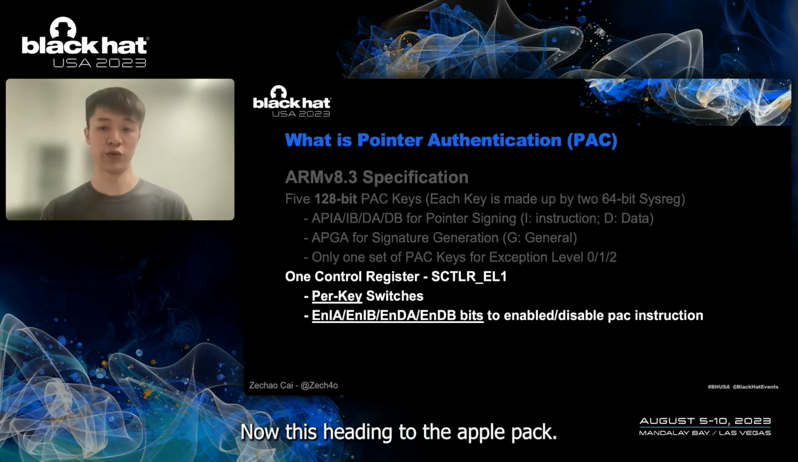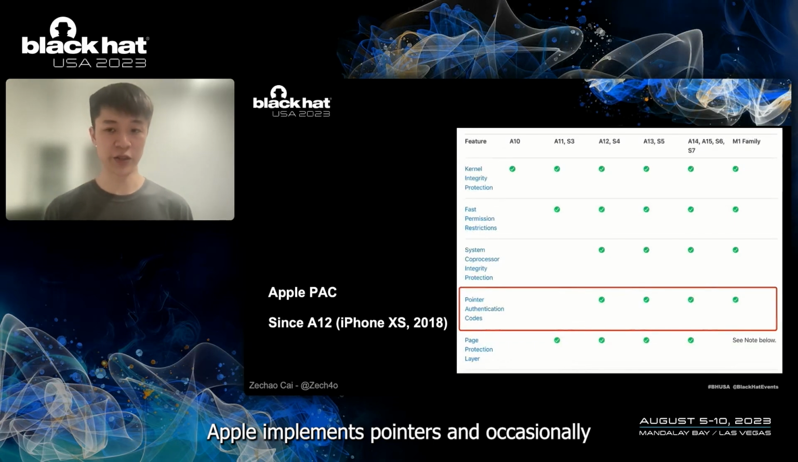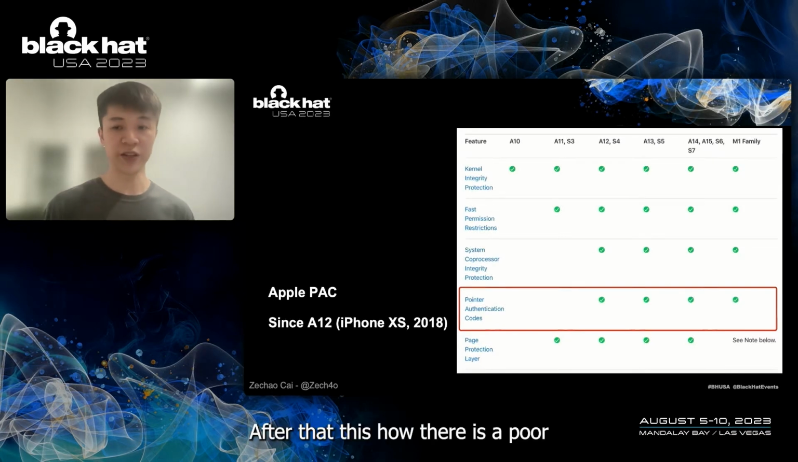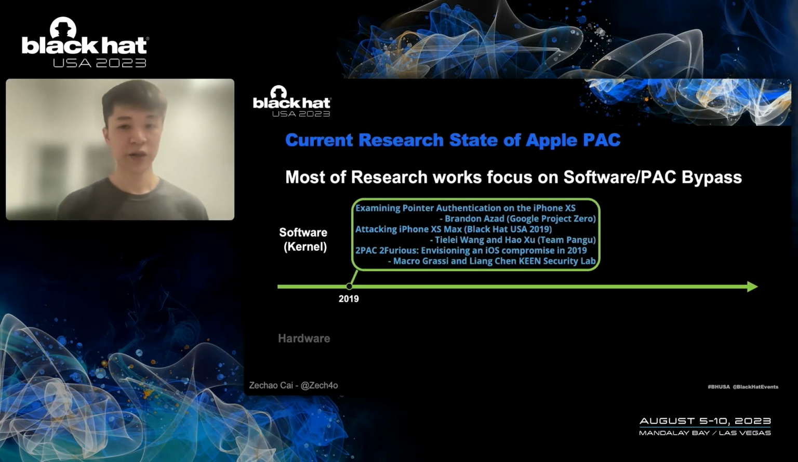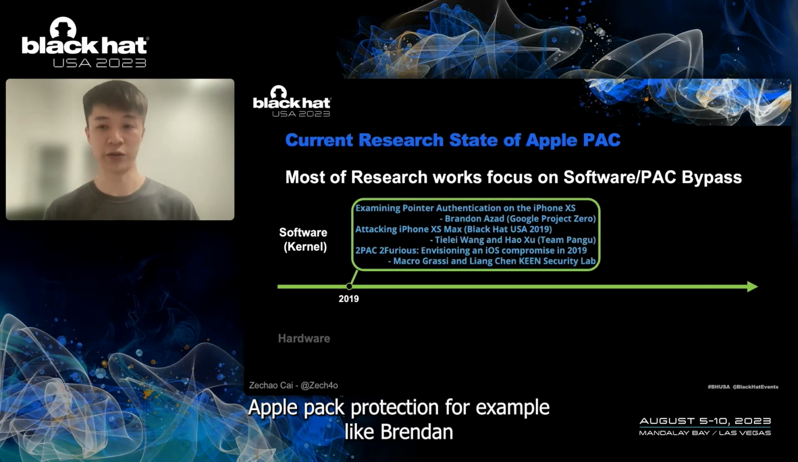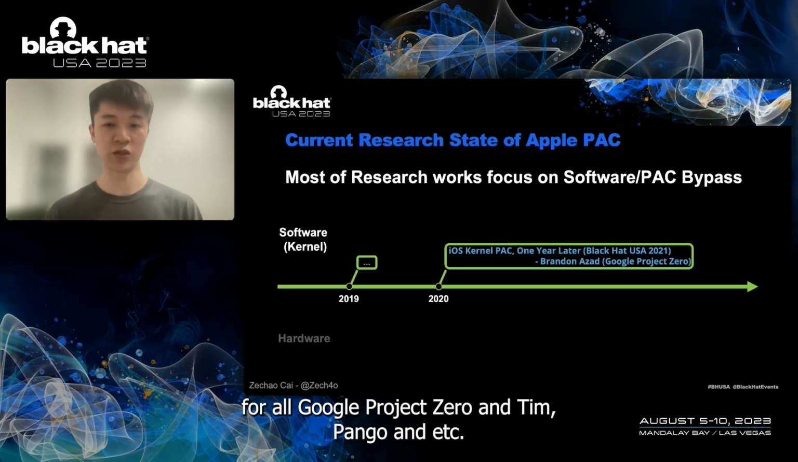Now let's head into Apple PAC. Apple implemented pointer authentication on the A12 chip for the iPhone XS in 2018. After that, this hardware support was deployed on all Apple silicon-based devices. Since 2019, there have been a lot of incredible research works on Apple PAC protection, for example, from Brandon from Google Project Zero and Tim, Pangu, and others.